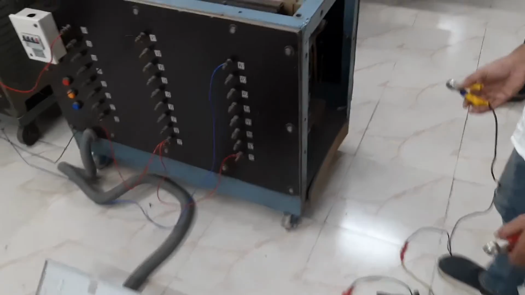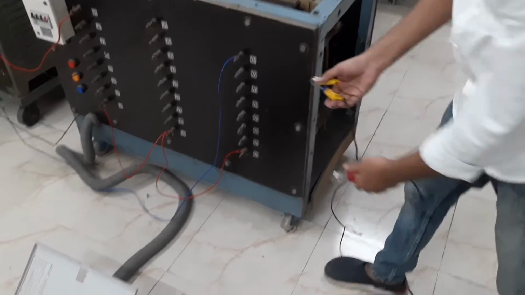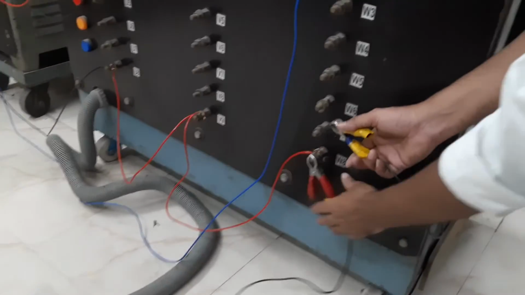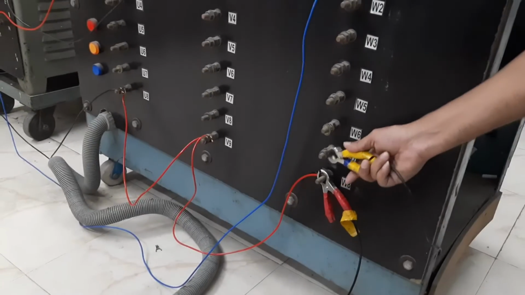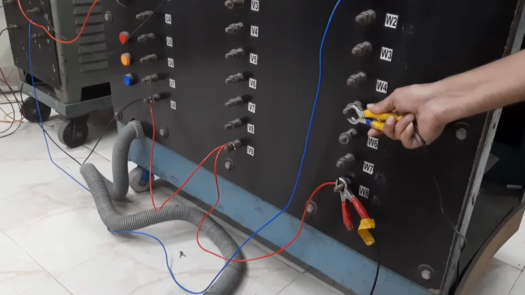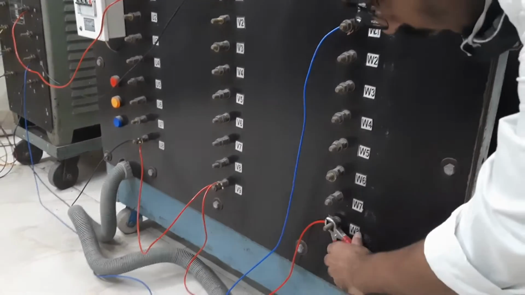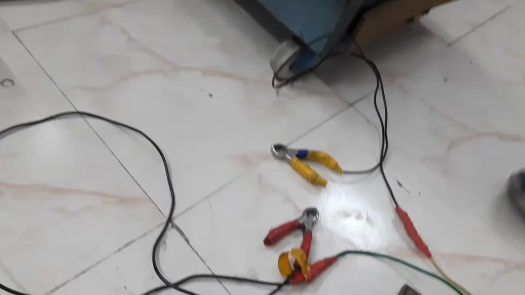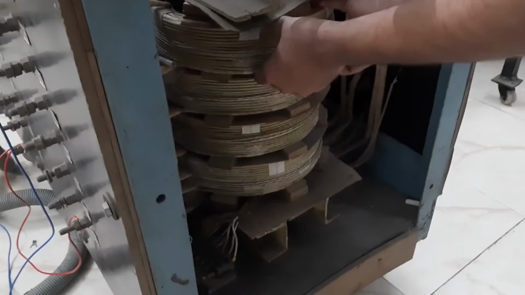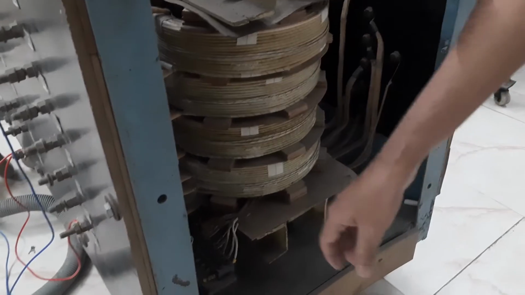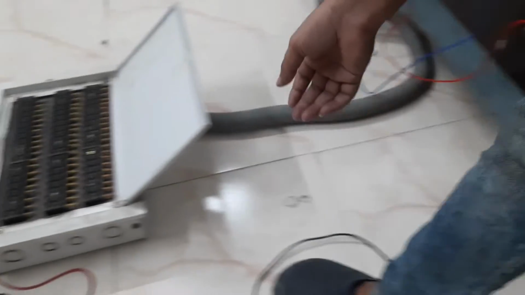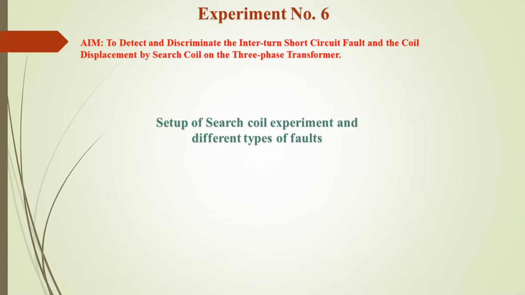Now we'll see how to do the interturn short circuit fault. You can see the interturn short circuit fault is done by shorting a number of turns. These turns are shorted at different percentages. Similarly, the coil displacement fault is done by displacing the coil. These are the search coils. You are already aware of the search coil. In the next part we will see the complete setup of the search coil experiment.